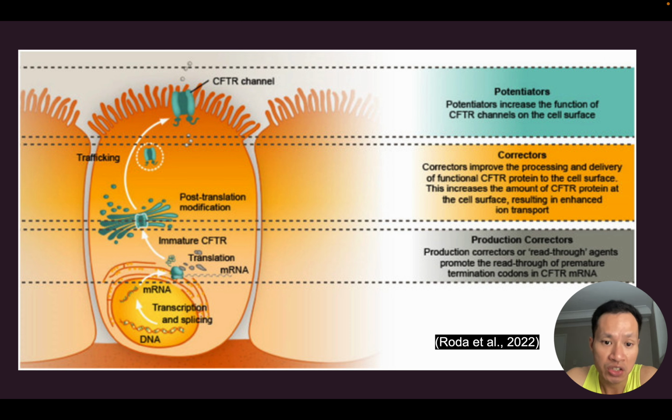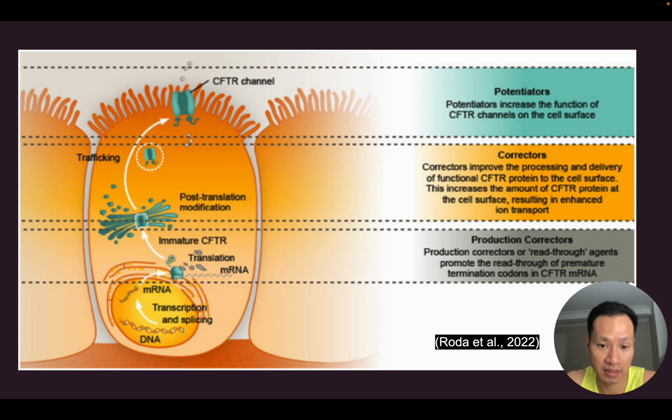Mechanism of those drugs. These drugs can potentiate the CFTR channel. You can see here on the picture, at the surface of the cells, it helps to increase the function of those protein channels. So more chloride will be able to pass through the transmembrane to the other side of the cell. This drug could also be a corrector, so it corrects the function of this protein, allowing the protein to reach the surface of the cell. The medication could also be a production corrector, so it corrects the production of those proteins.